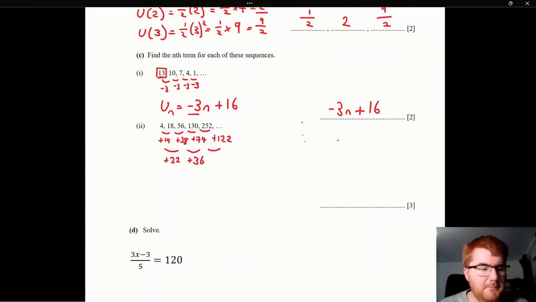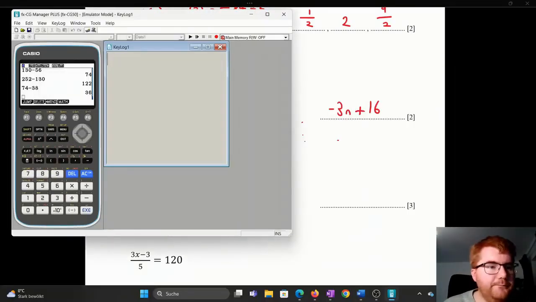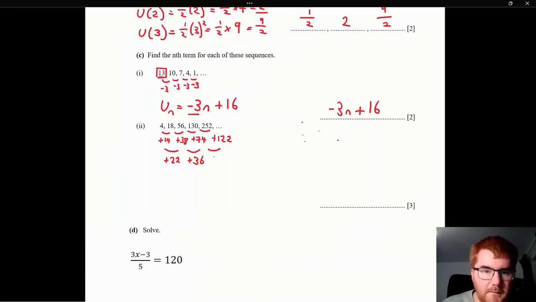And 122 minus 74. Get 48. Okay, and then the difference of that is going to be 14. Okay, this needs to be 4. Again, this is why you have to be careful with these. Again, just use your calculator. The difference between this is 24. So we get plus 12 and plus 12.